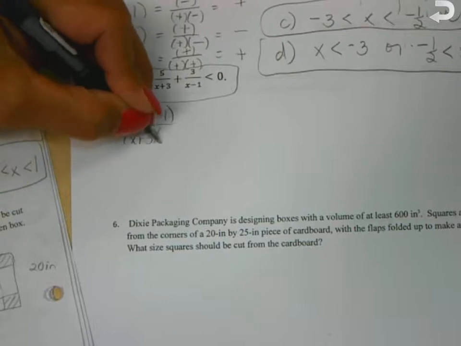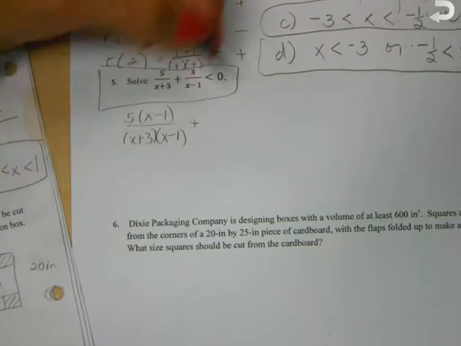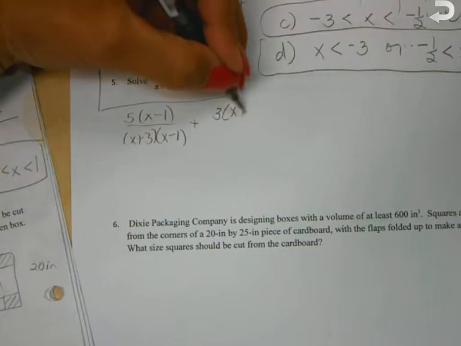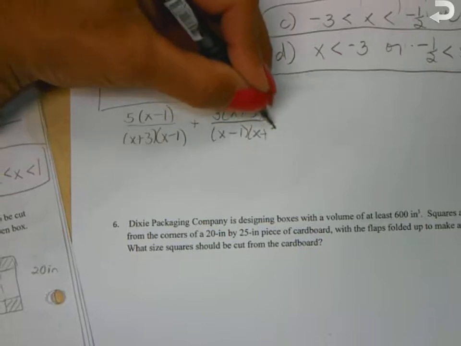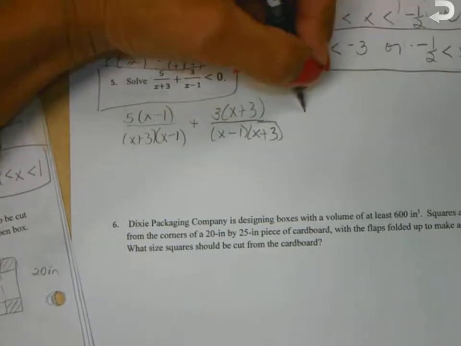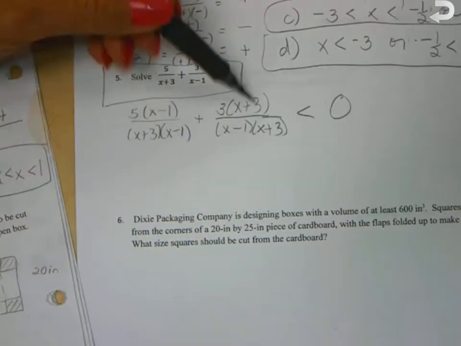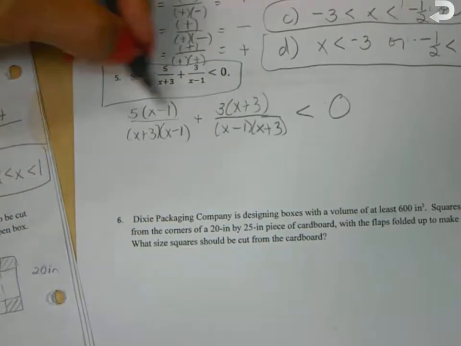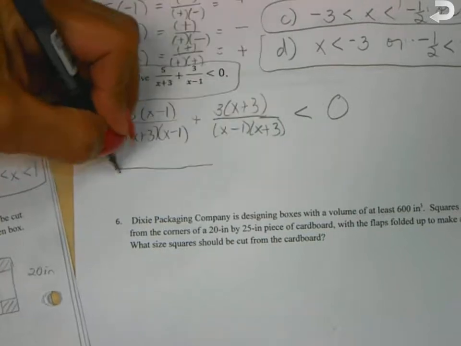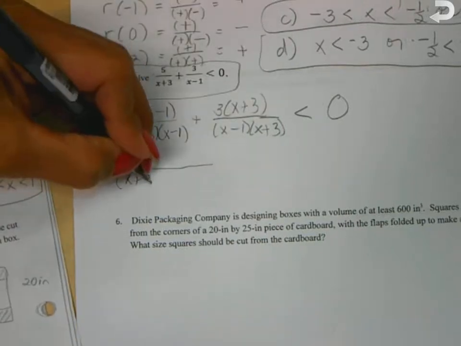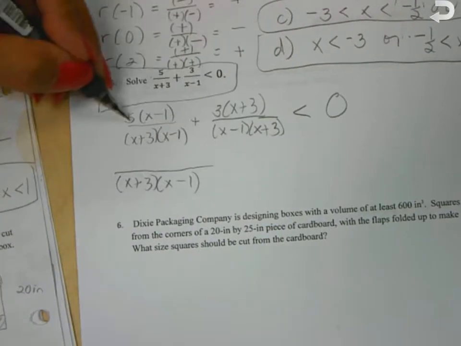So I have to get a common denominator. So I'll multiply the first fraction by x minus 1 over x minus 1. And I'll multiply the second fraction by x plus 3 over x plus 3. I'm not affecting the sense of the sign at all because all I'm doing is multiplying by 1 in a little bit funny form. Now I have a single fraction. I'm going to leave the denominator in that nice factored form.